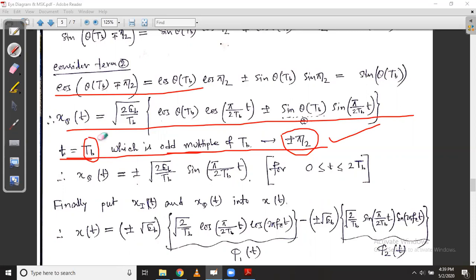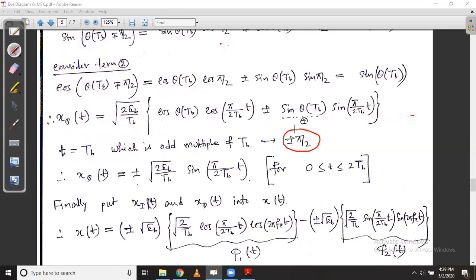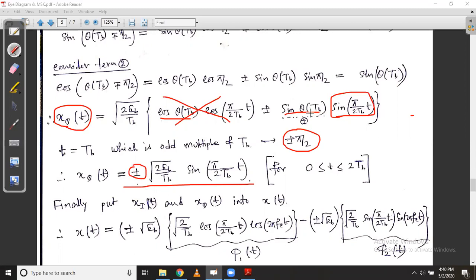Okay, now this plus minus pi by 2 you put at this place. So cos of plus minus pi by 2 means it will be 0. So this term will be 0 always. Sin of plus minus pi by 2 will give you 1. So xQ(t) again reduces to this thing, and this plus minus is coming whenever you put sine of plus pi by 2, it will be plus 1, and sine of minus pi by 2 gives minus 1. So that is why this plus minus is coming here. That's all. Now again xQ(t) is reduced to this.